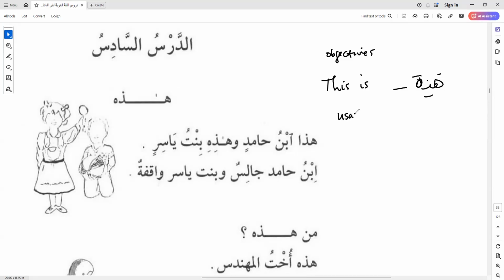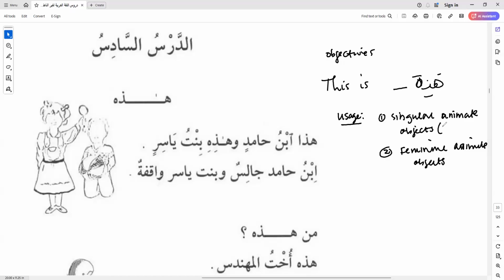Now, usage. How do you use هذه? We use it for singular objects. And then two, we also use it for feminine objects.